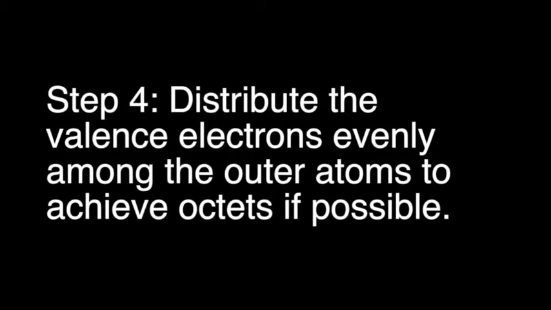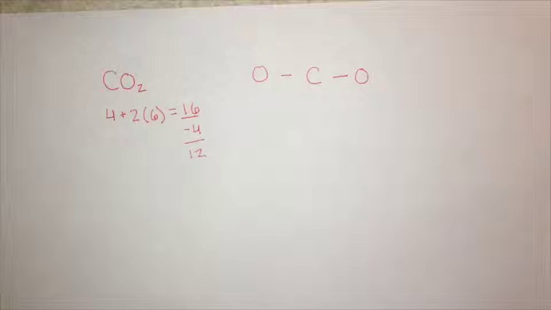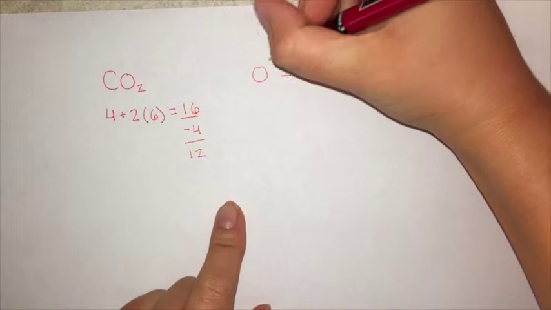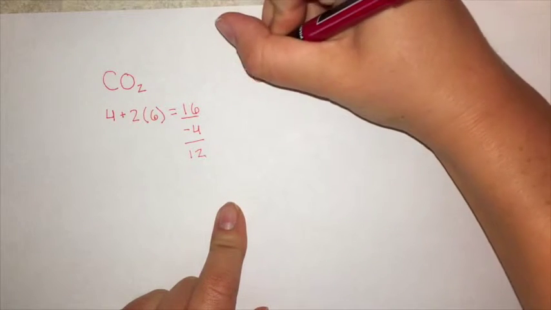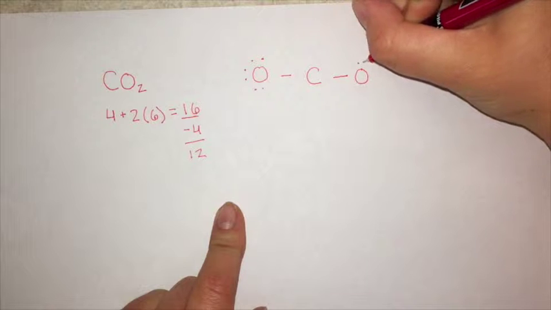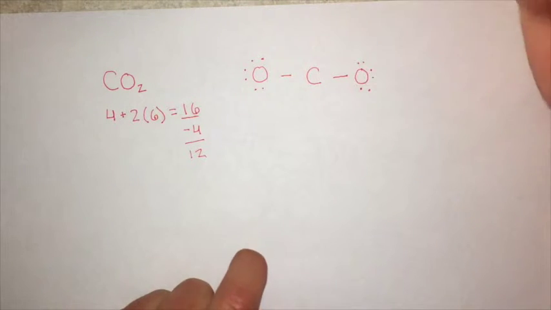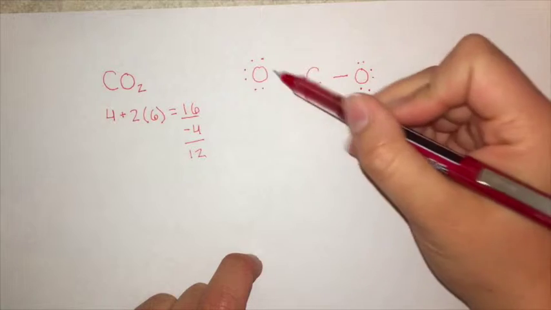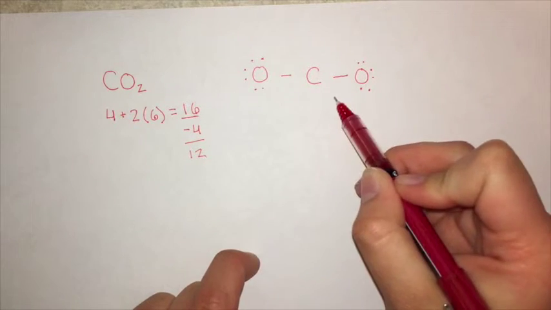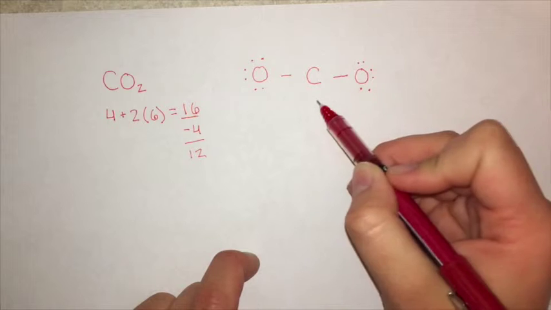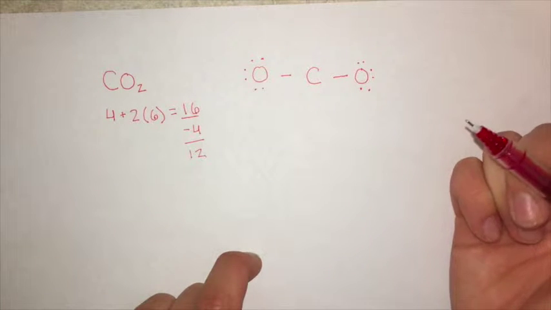Step 4. Distribute the valence electrons evenly among the outer atoms to achieve octets if possible. Okay, so now we're going to distribute the valence electrons evenly among the outer atoms to achieve octets if possible. So we have 12, which means you can put 6 on each O. Okay, so we have octets on the O here because there's 8 valence electrons on each one, but C is not an exception, and it only has 4 valence electrons on it right now, so we're going to have to make a change.